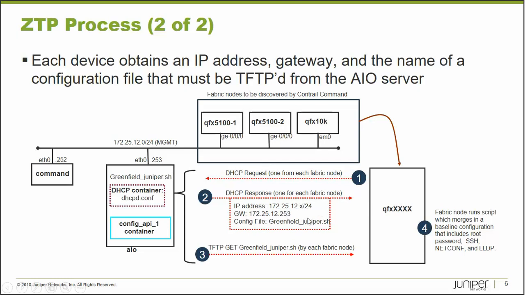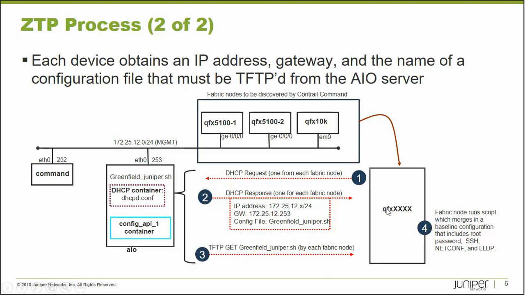It'll assign the gateway. Now the gateway, when you specify it in the wizard, you're supposed to specify the AIO server, not that external router that we talked about. So that's important too. And then it'll also respond with the config file. It'll say, okay, you need to download this Greenfield Juniper.sh file. That's what it tells this device.